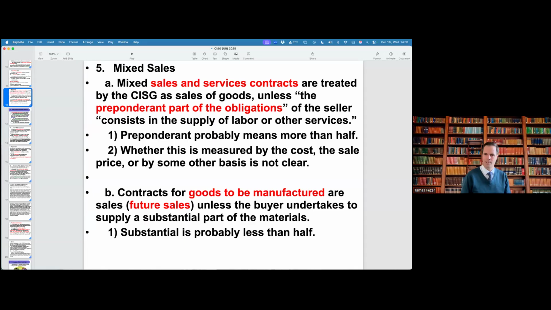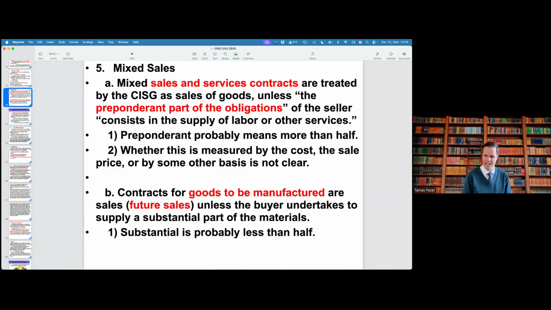Mixed sales and services contracts should be treated as sale of goods unless the preponderant part of the obligations of the seller consists in the supply of labor or other services. What does it mean? Preponderant is not a legal terminology. We don't even know what it means. It means that it's probably an important determining element of the transaction that's not the sales element. But how should we determine that?